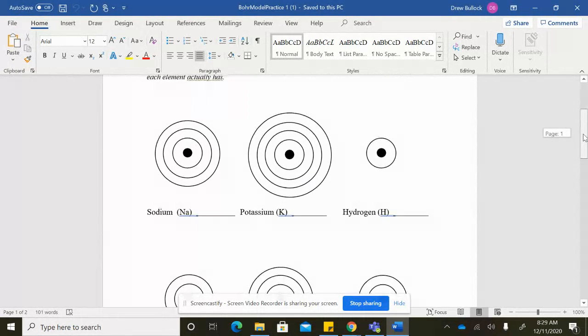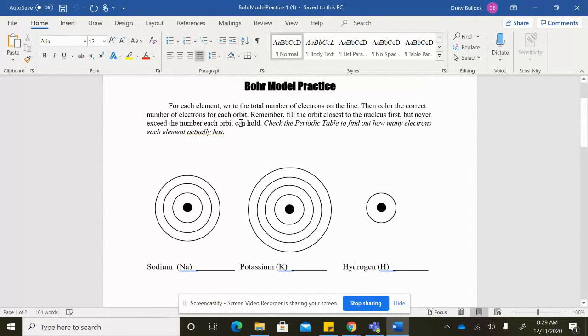So the first thing, the directions say for each element, write the total number of electrons on the line, then color the correct number of electrons for each orbit. Remember, fill the orbit closest to the nucleus first, but never exceed the number each orbit can hold. Check the periodic table to find how many electrons an element actually has.